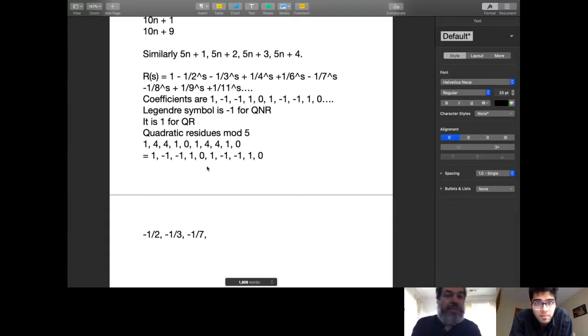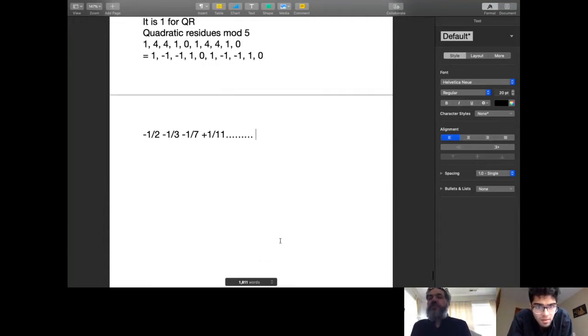Oh, we cannot have everything with minus. Plus 1 over 11, and so on and so on. We can write it as a series without commas in between them. And now let's establish one last thing for this series: is this convergent or divergent?